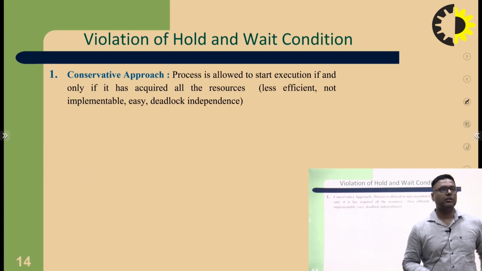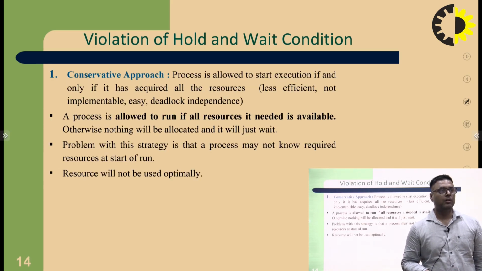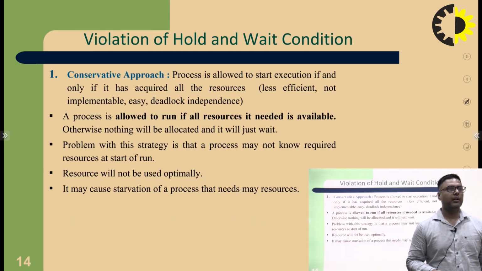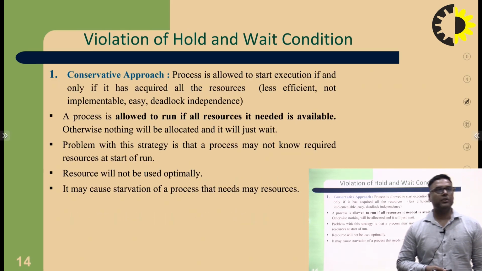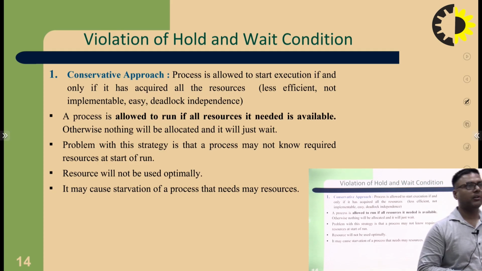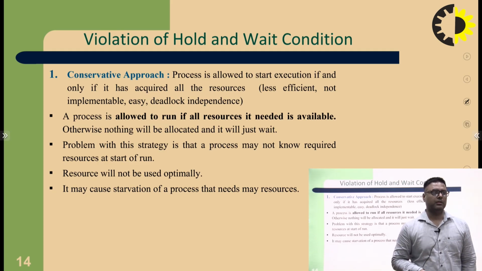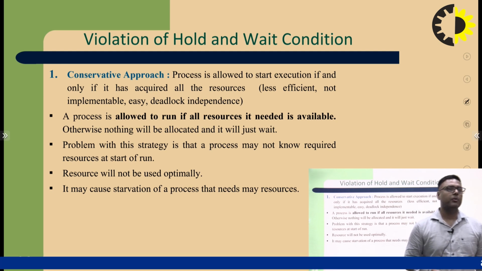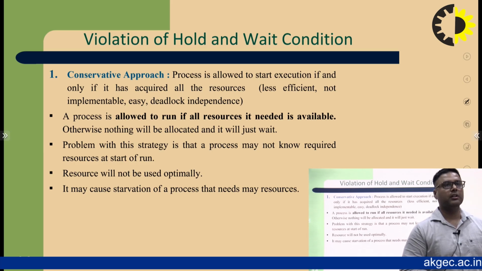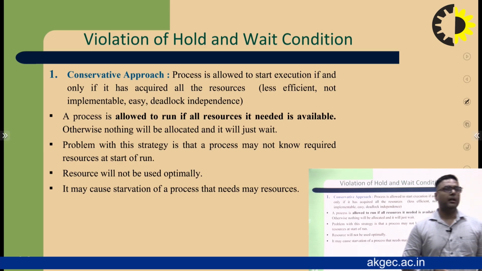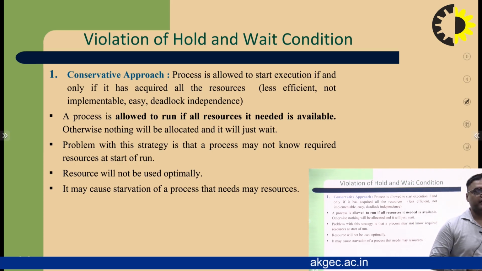So next is violation of hold and wait. A process is allowed to start execution if and only if it has acquired all the resources initially. That means no hold and wait condition is created. A process is allowed to run if all the resources it needs are available. Otherwise, nothing will be allocated and it will just wait.